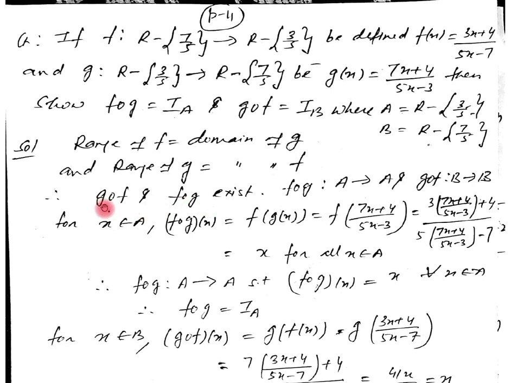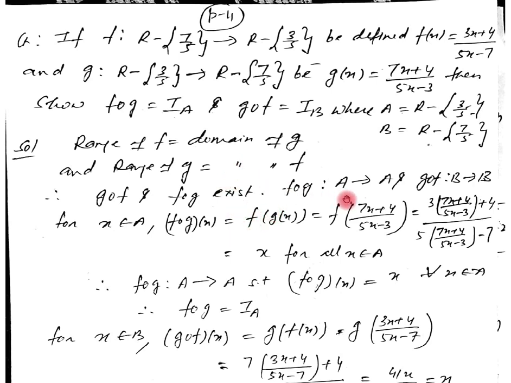If g composition f is defined, then the range of f is equal to domain or a subset of the domain of g. If f composition g exists, then we can say the range of g is either equal to domain of f or the range of g is a subset of domain of f. Therefore, both these are defined. Now, f composition g is a function from what?